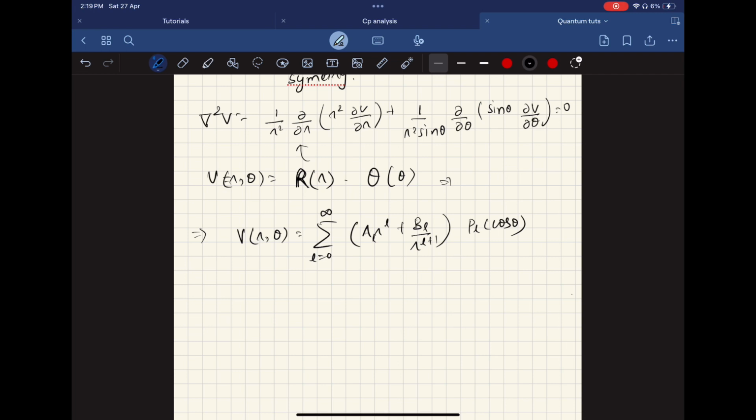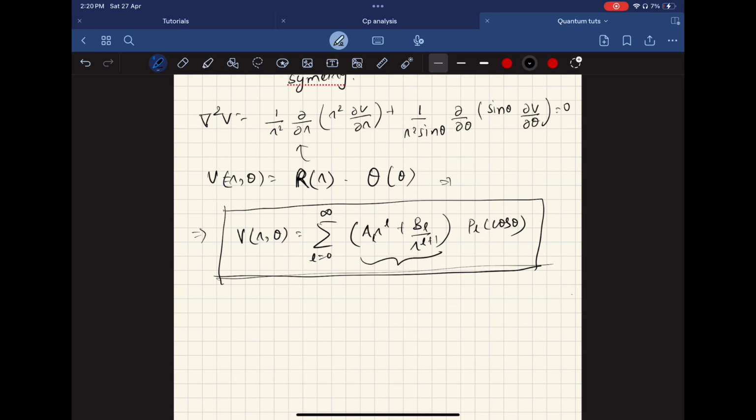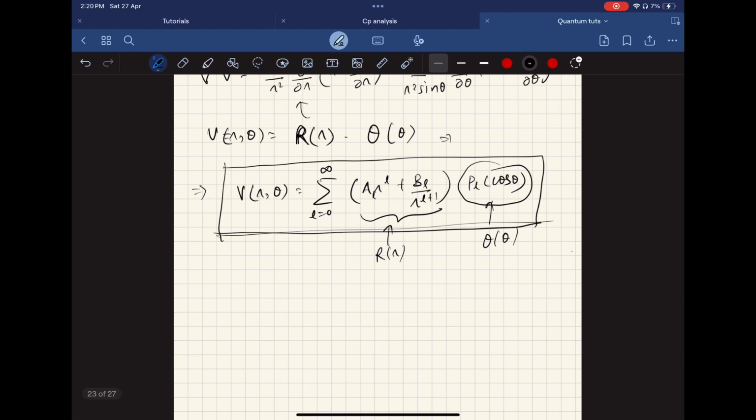So now let's dive into this solution part, because this is important. We have to learn this solution and we have to directly use it in the problems. Okay, so in this solution, this is r and this is theta. This is called a Legendre polynomial. So let's see what the Legendre polynomial is.